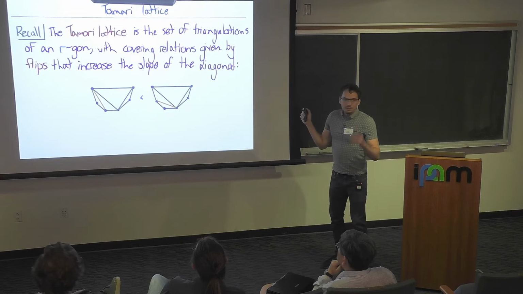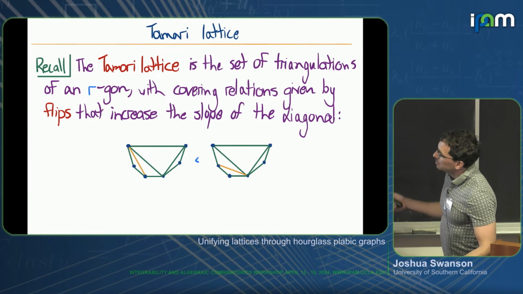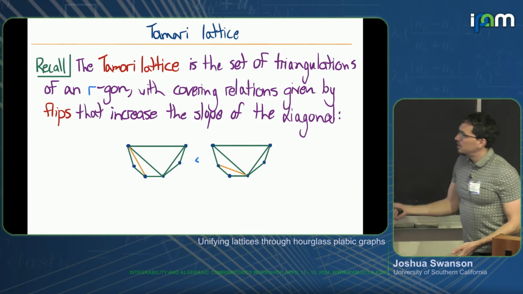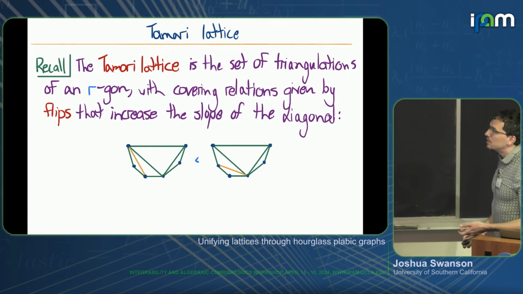Okay, so I've given you two. The third one is the Tamari lattice. It can be thought of as the set of triangulations of an n-gon, and there's a way to order it so that it has the structure of a poset and, magically, a lattice.